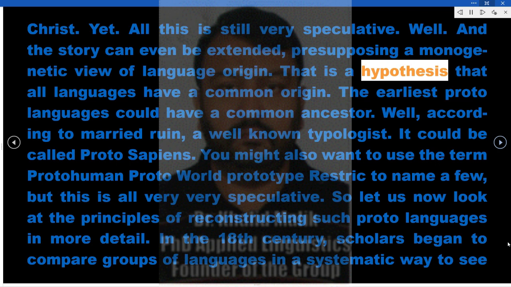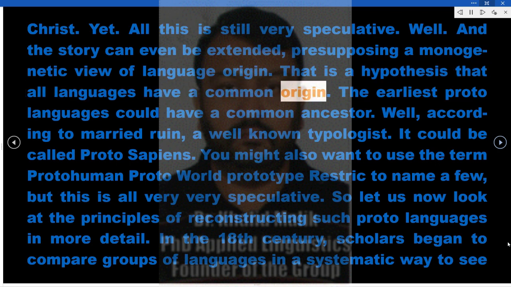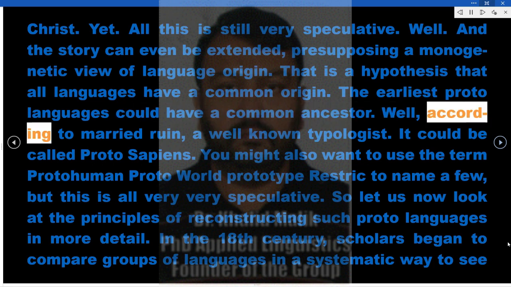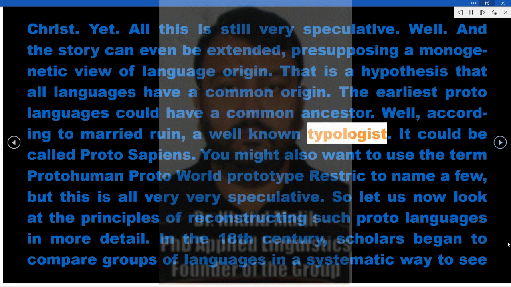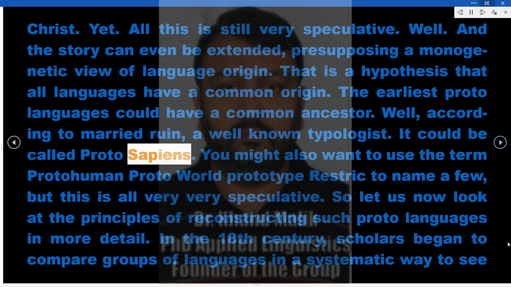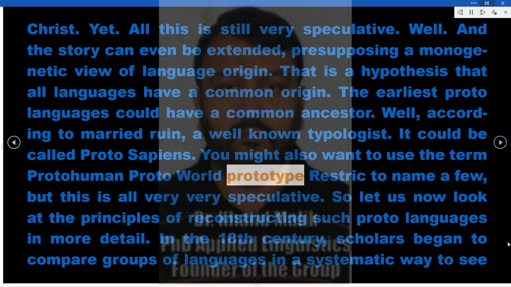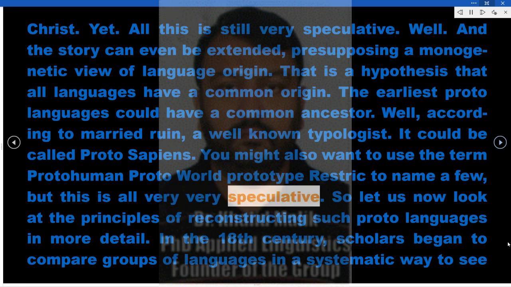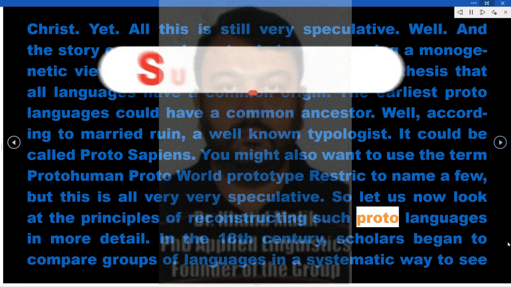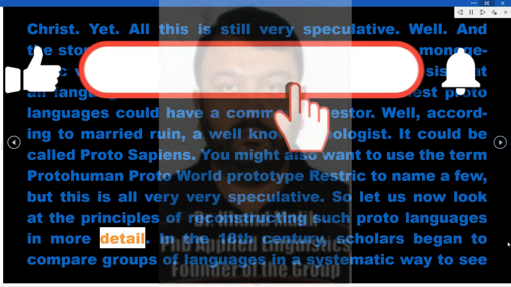That is a hypothesis that all languages have a common origin. The earliest proto-languages could have a common ancestor. According to Merritt Ruhlen, a well-known typologist, it could be called Proto-Sapiens. You might also want to use the terms proto-human or proto-world, to name a few, but this is all very, very speculative. So let us now look at the principles of reconstructing such proto-languages in more detail.